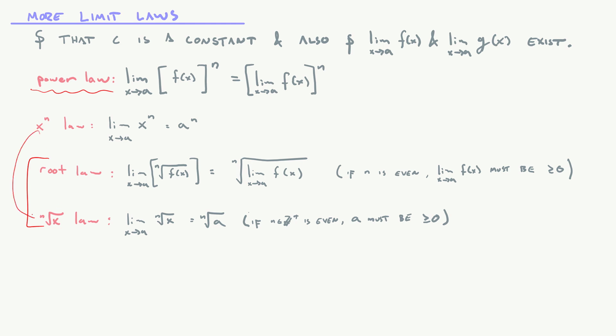Similarly, that one just produces this one because x to the 1 over n is what this is, and that's a power, so the x to the n law still applies. All right, so let's look at another example.